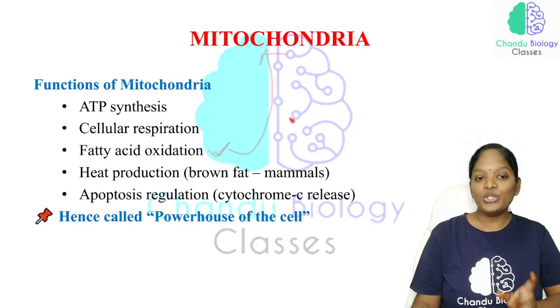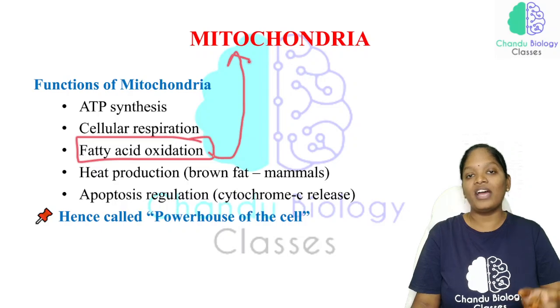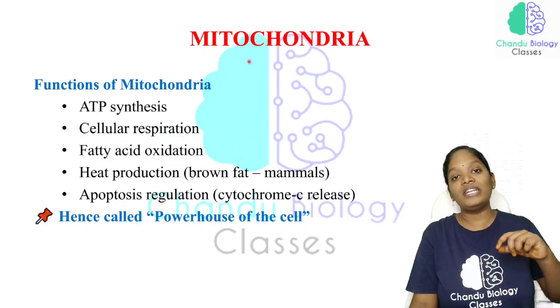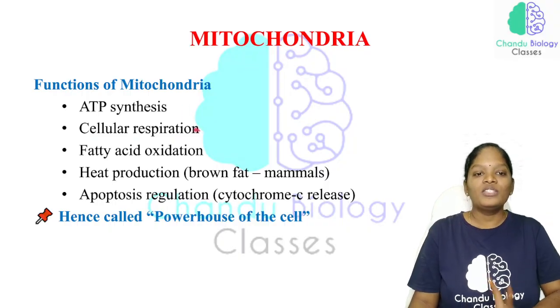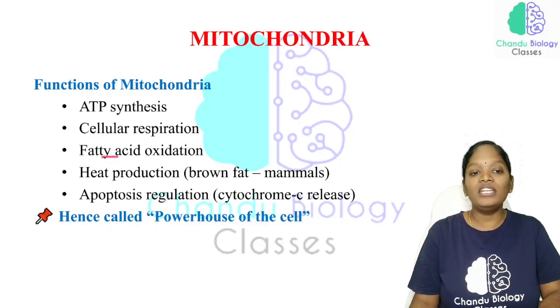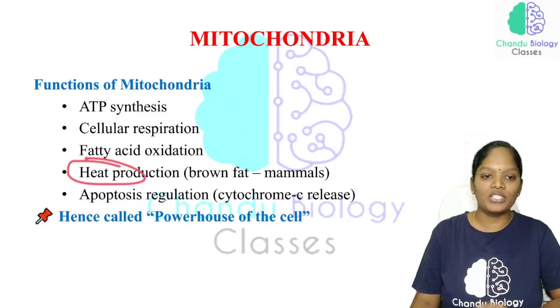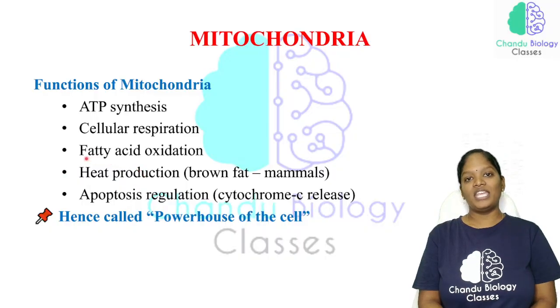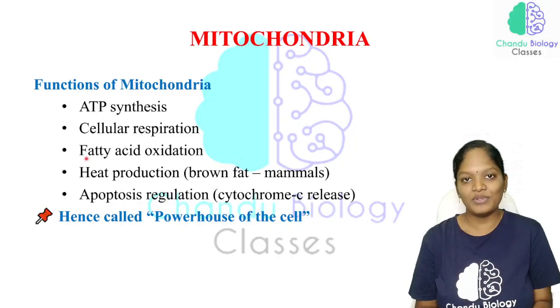You should know that fatty acid oxidation is not done only by the mitochondria, but is also done in another organelle that will be dealt with in future classes. For now, just know that fatty acid oxidation is done in the mitochondria, and this is very important. Now, heat production. Wherever metabolism is taking place, whatever chemical reaction is taking place, there will always be heat lost as a result of the reactions.